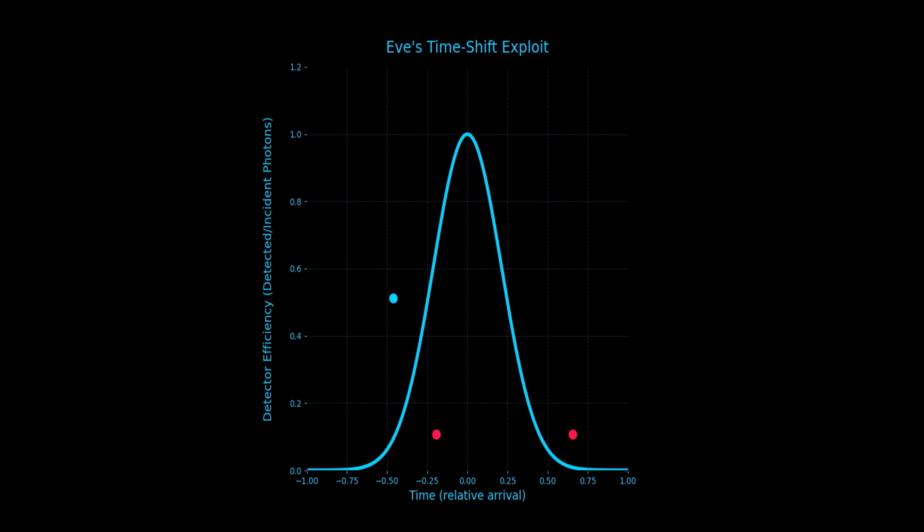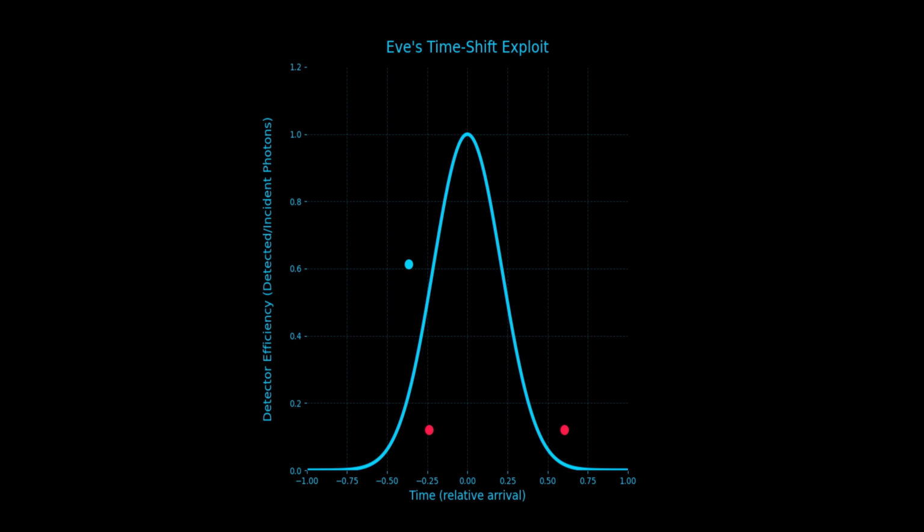Eve's strategy is straightforward. She shifts the arrival time of photons to place them deliberately on regions of the detector response curve that serve her interests. Photons corresponding to basis-matched states are steered toward the peak of the curve, arriving at t equals 0, where the detector has very high sensitivity. These photons almost always produce a detection event, and therefore disproportionately populate the dataset that Charlie uses for key generation.